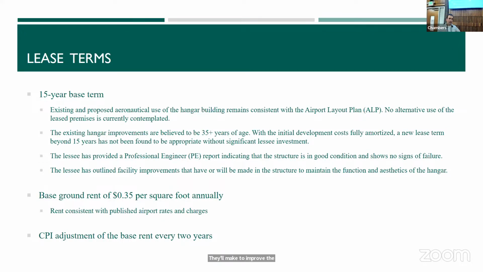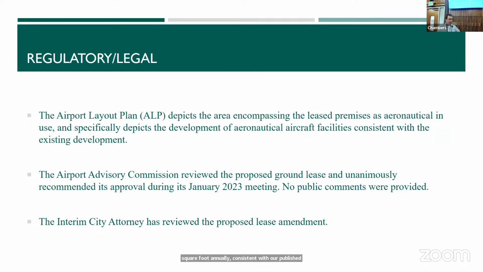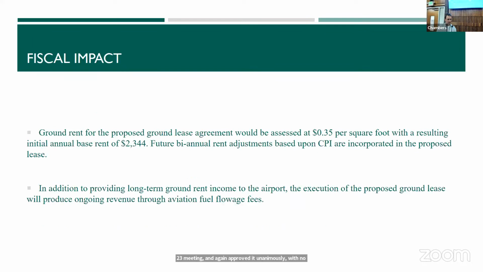This carries a base ground rent of 35 cents per square foot annually, consistent with our published rate, and carries biannual CPI adjustments. From a regulatory and legal side, again, the ALP depicts this area for aeronautical use, specifically for aeronautical aircraft facilities, which is consistent with the existing development in place today. The Airport Advisory Commission reviewed this in their January 2023 meeting and approved it unanimously, with no public comment received. From a fiscal impact standpoint, the ongoing ground rent would produce annualized base rent of about $2,300, contributing to the airport's revenue streams, as well as ongoing fuel flowage fees.